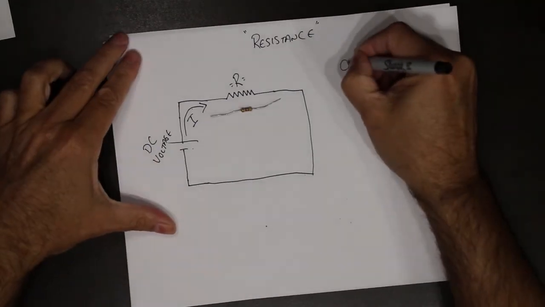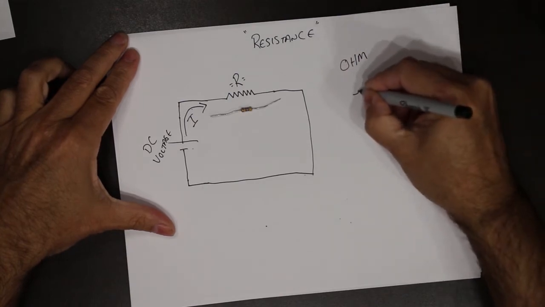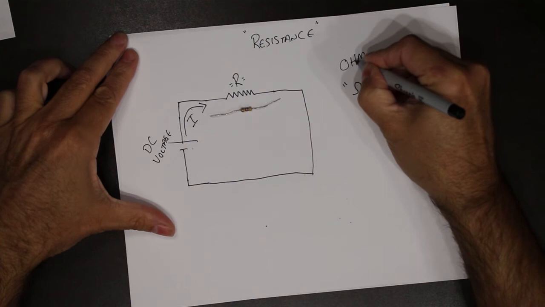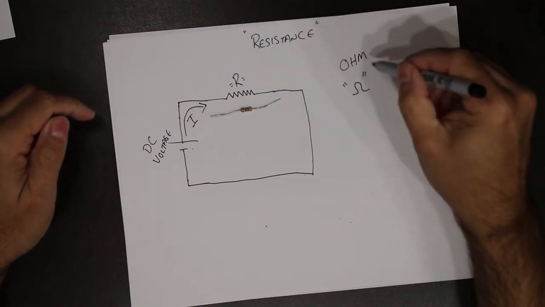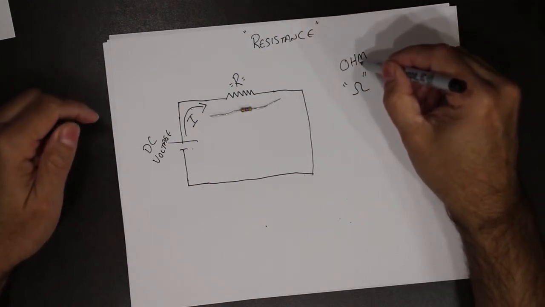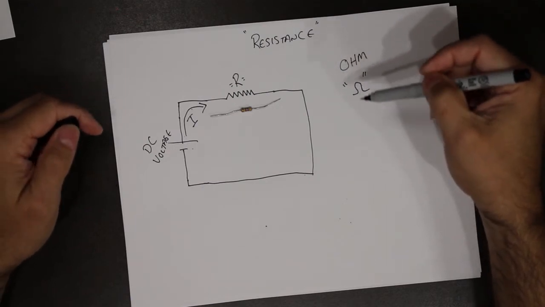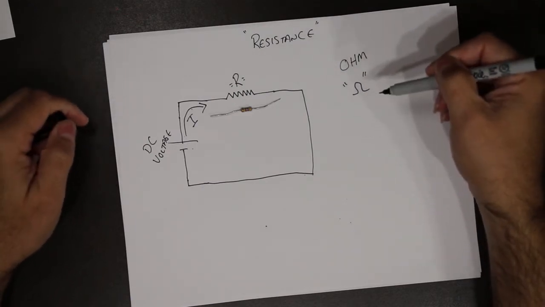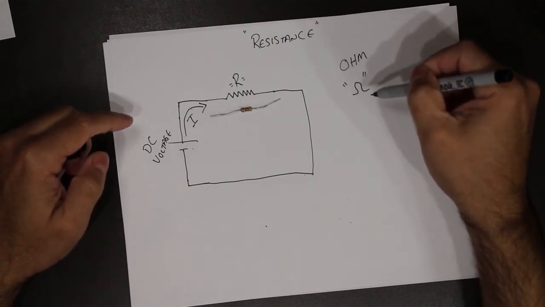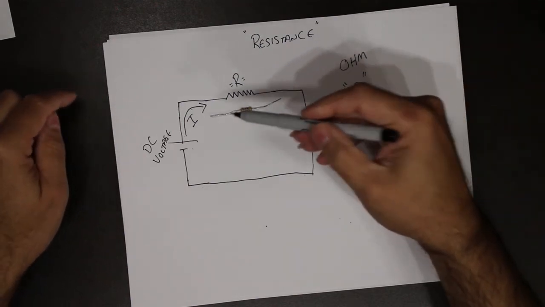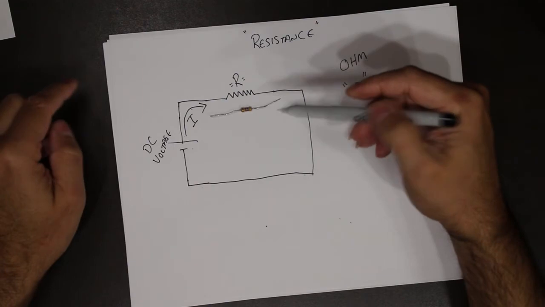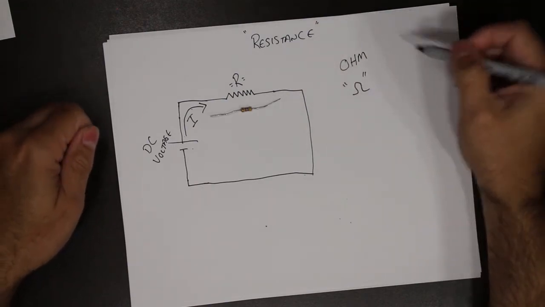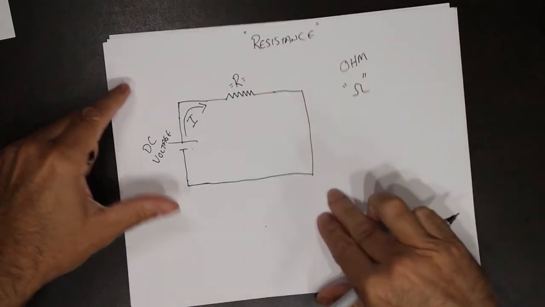The unit for the resistor is the ohm, and the symbol is the Greek letter omega. So resistance, measured in ohms, is the opposition to current flow. It limits current flow. The higher the resistance, the less current we have flowing. The lower the resistance, the more current we could have flowing. So we're going to take a look at these resistor values.